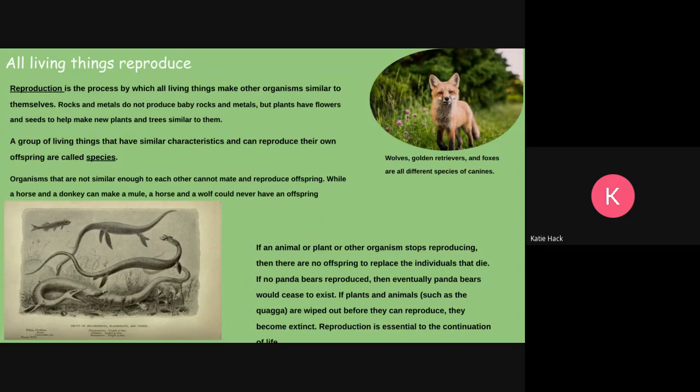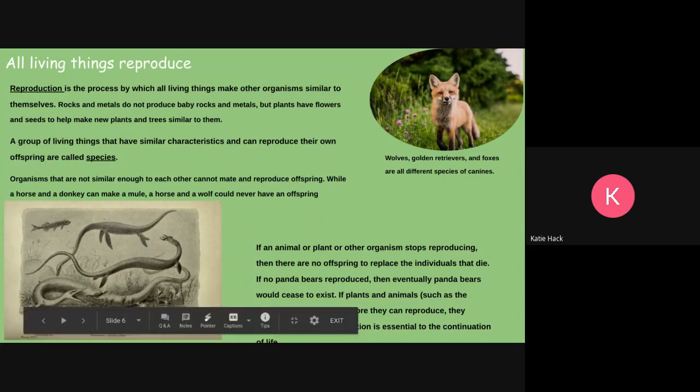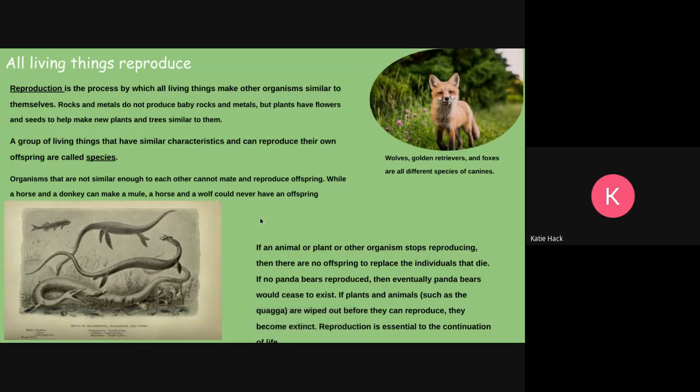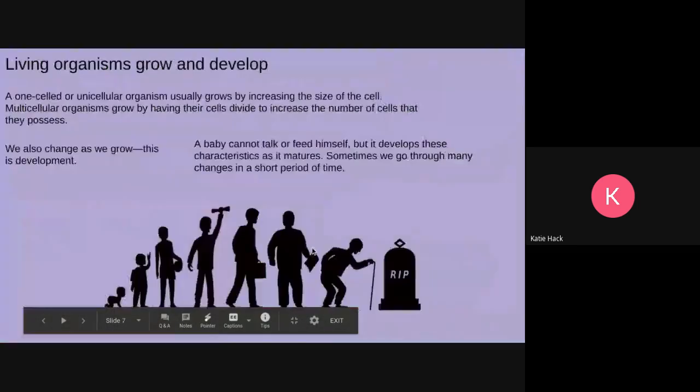So if you have an animal or a plant or other organism that stops reproducing, then there's no more offspring to replace the individuals that die. So if this were to occur, then that species would cease to exist. It would become extinct. Think about earlier we learned about the quagga. I can't remember how to pronounce that. But they went extinct because they quit reproducing.